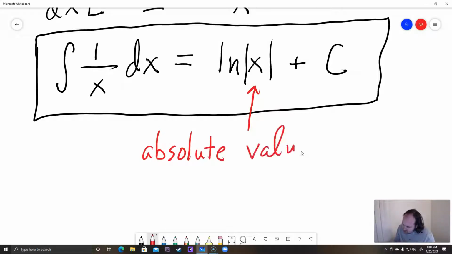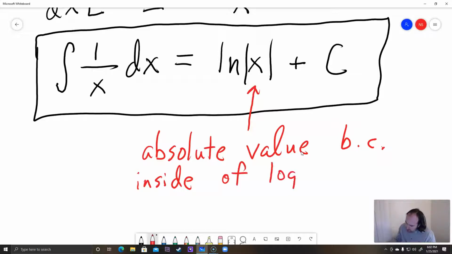Absolute value, because the inside of a logarithm, here a natural logarithm, can't be negative.